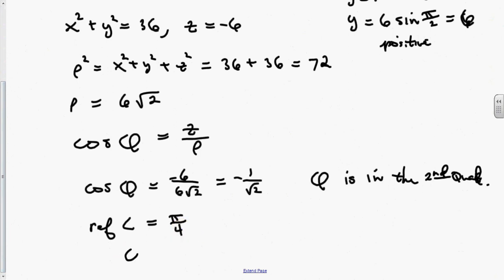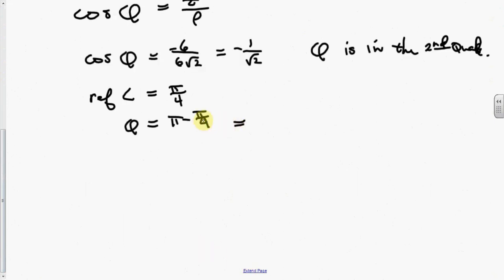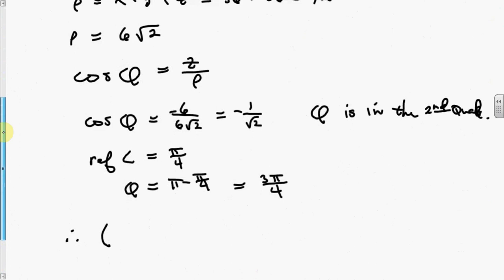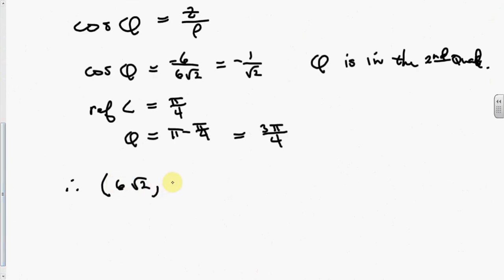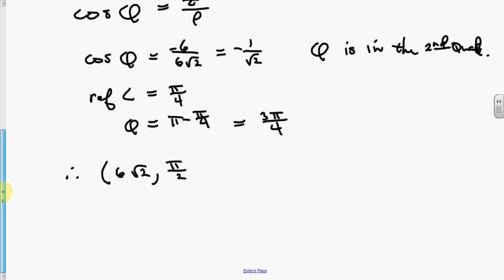So if that be the case, phi is equal to pi minus pi over 4. And this is 3 pi over 4. So rho is 6 square root of 2. Theta is pi over 2. And then phi is 3 pi over 4. All right, let's stop right there.